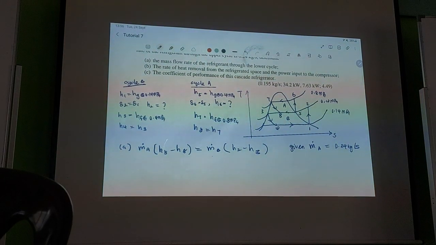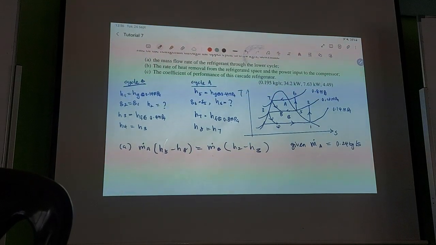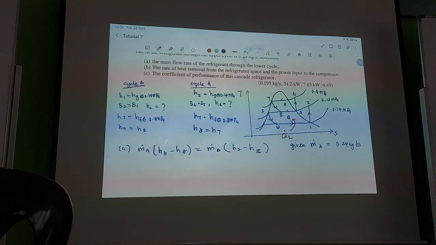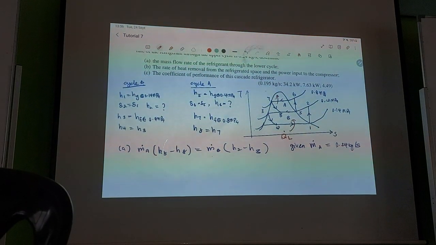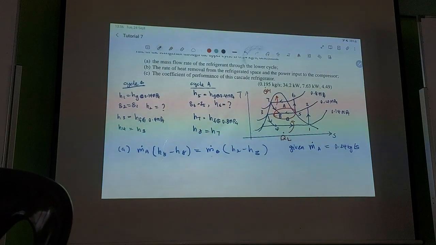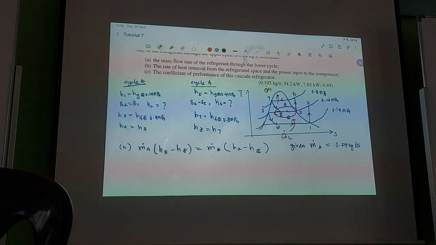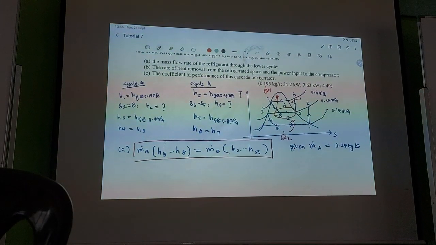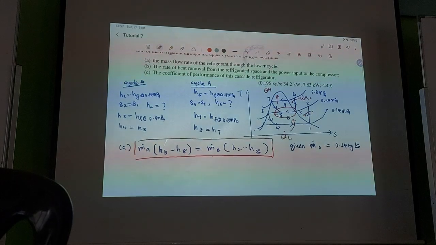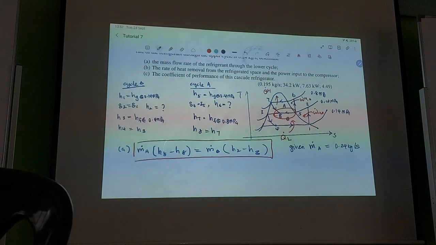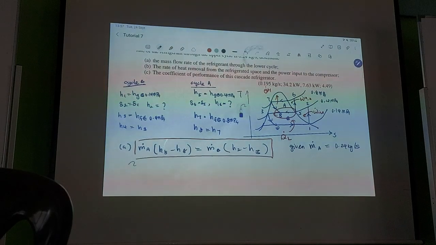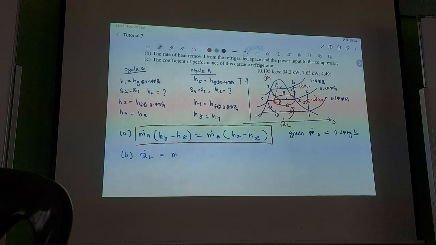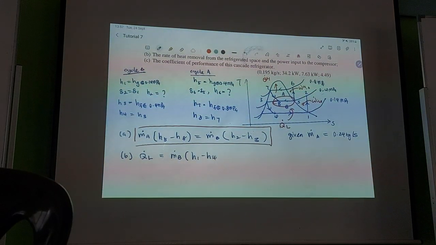Part B asks for the rate of heat removal from the refrigerated space and the power input. Heat removal, even if you have 2 cycles, is only that 1 QL, just like QH is also just 1. Whatever happens in the middle, we consider to be in equilibrium, so we don't care. We only use the middle part for this purpose. This is the work in A, this is the work in B. So the rate of heat removal, QL, is mass flow B times H1 minus H4.